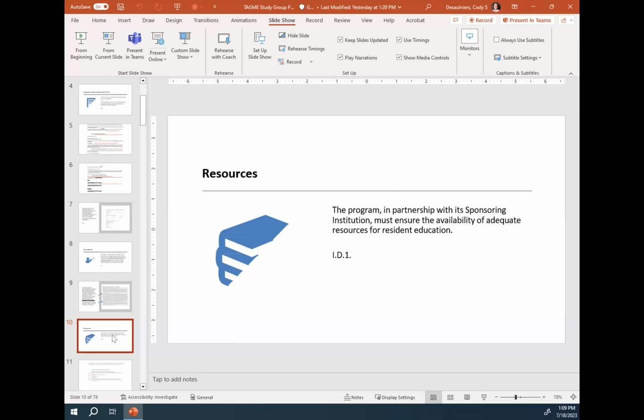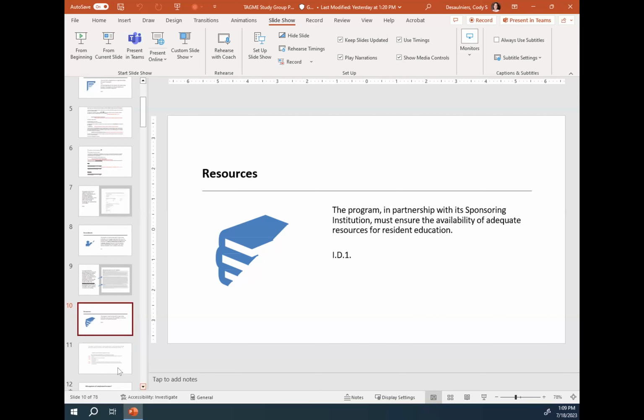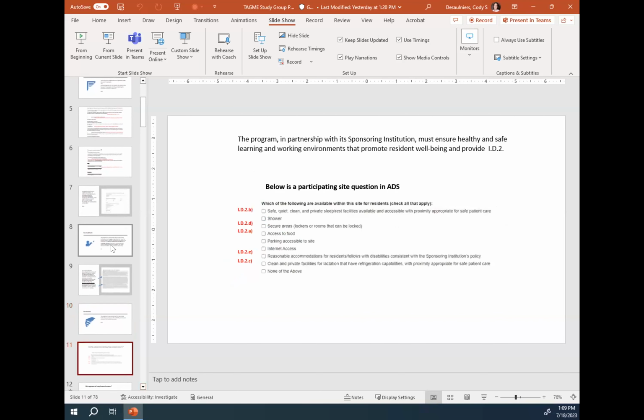And then we have the resources. The program, in partnership with the sponsoring institution, must ensure the availability of adequate resources for resident education. Oh my, this is terrible not being in presentation mode, y'all. This is driving me nuts. Okay. Below, you'll see a participating site question in ADS: which of the following are available within site for the residents? Check all that apply.